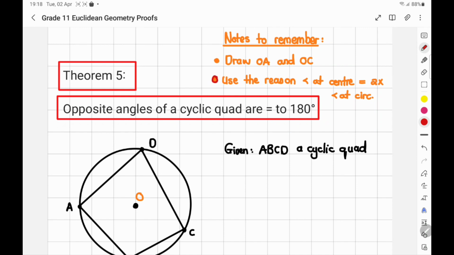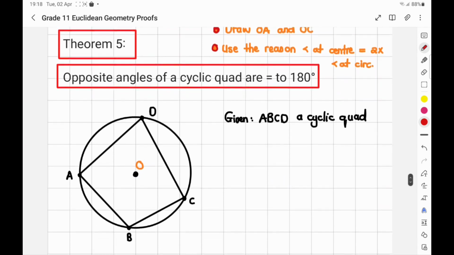So we're going to use one of our theorems to prove this theorem as well. First things first, you get given this cyclic quad. It says, given that ABCD is a cyclic quad, we're going to join AO and OC. You need to write that. That is very important. So we're going to join AO and OC. It looks terrible, but there we have it.